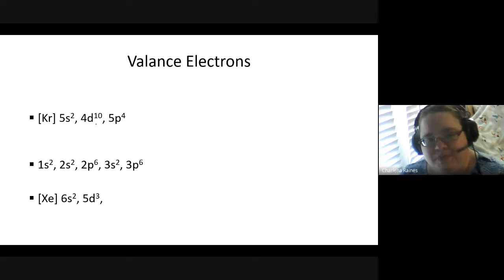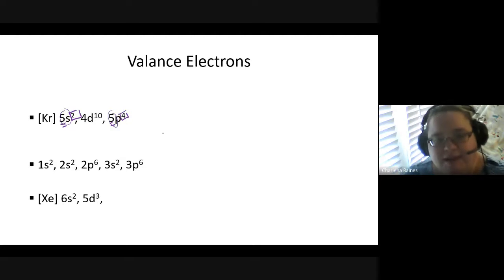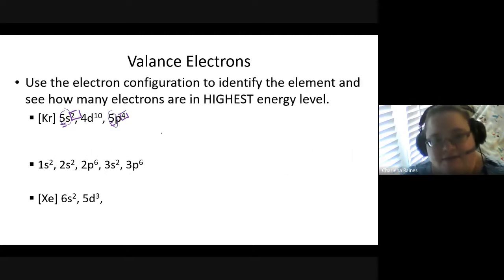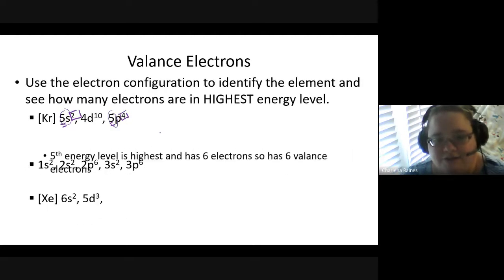So the nice thing about the noble gases is you don't have the extra stuff throwing you off. You're looking for the highest occupied energy level. So my highest occupied energy level is 5. Add up those exponents, and we can see that this particular element has 6 valence electrons as well.